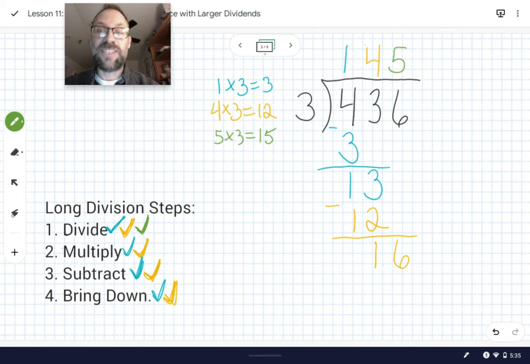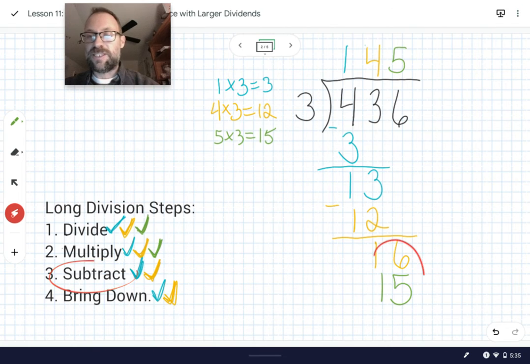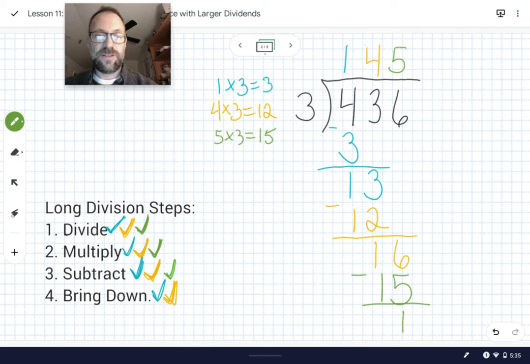That's really close to 16 without going over. So I'll write that, lining up my digits underneath the 16. That takes care of my third multiplication step. And now I'll subtract. What's 16 minus 15? Let's subtract. We'll get 1. That's my third and final subtraction step.